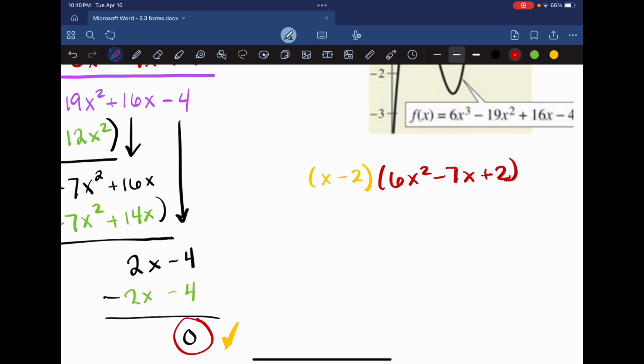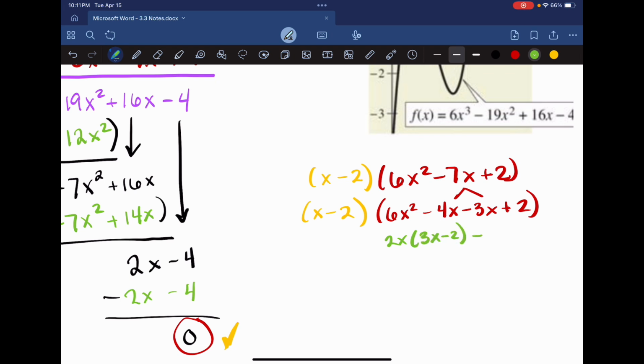Then I could keep factoring if I really wanted. We'd factor by grouping. So I'd have 6x squared minus 4x minus 3x plus 2. So I just split up my 7x. I did that kind of fast, just for time. And now I'd keep going. So this would become 2x times 3x minus 2, minus, I guess the GCF here is just a 1, so I'm left with 3x minus 2. Bring down my x minus 2 still. Oh, I need parentheses here.